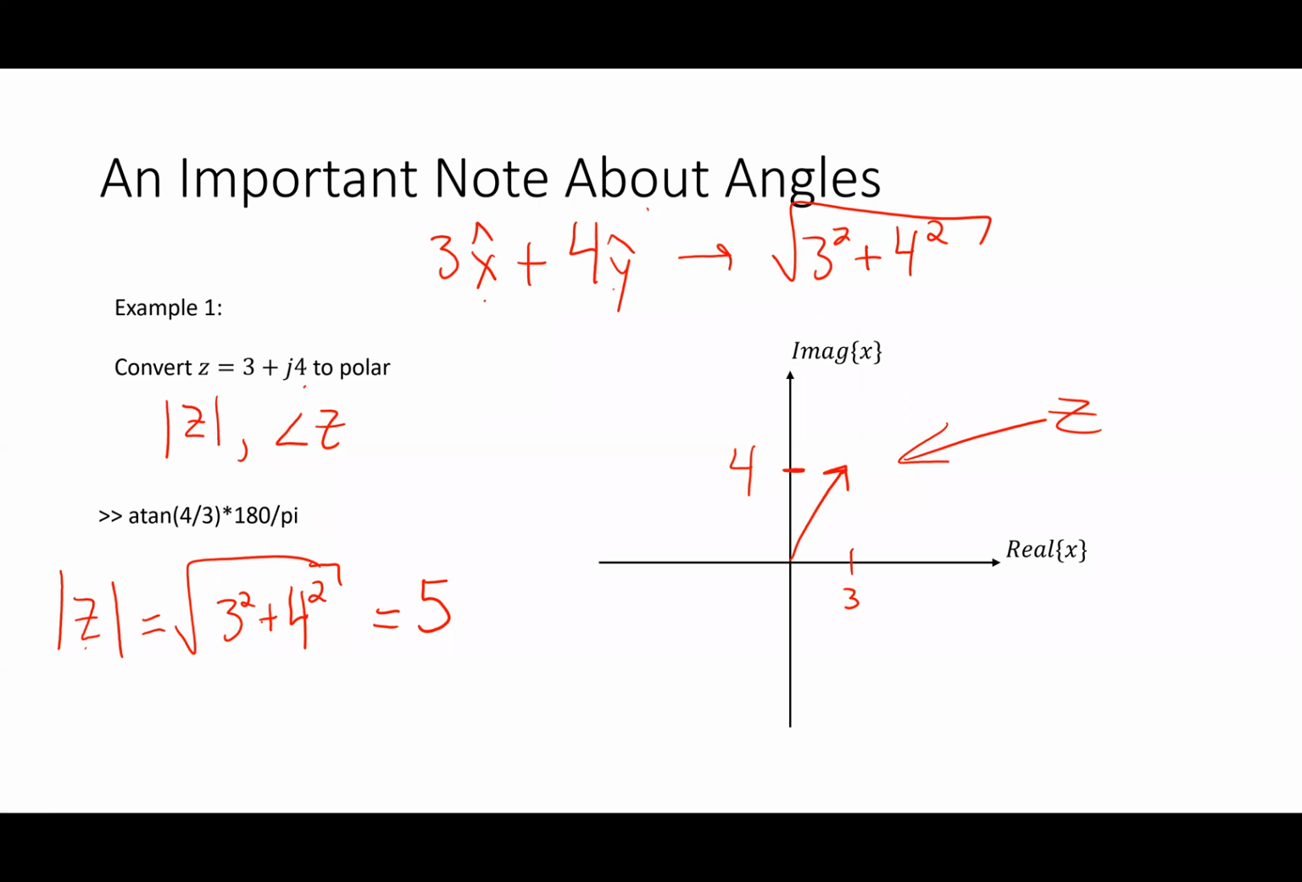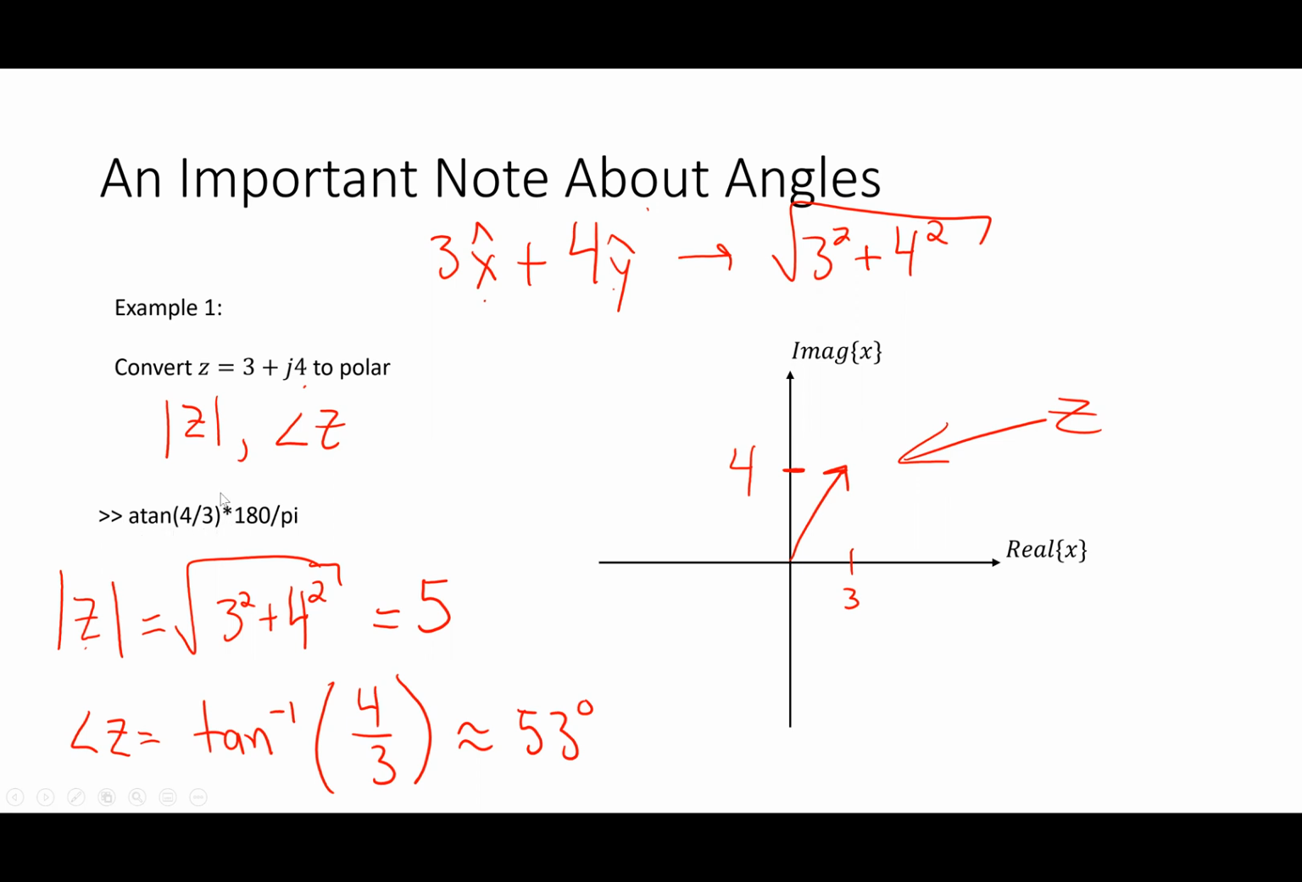So that's how I get the magnitude. How do I get the angle? Inverse tangent. The angle of z is equal to the inverse tangent, or arctangent, of the imaginary part over the real part, and that works out to be about 53 degrees. Notice I did this in Matlab. Matlab has a function atan, which is arctangent.